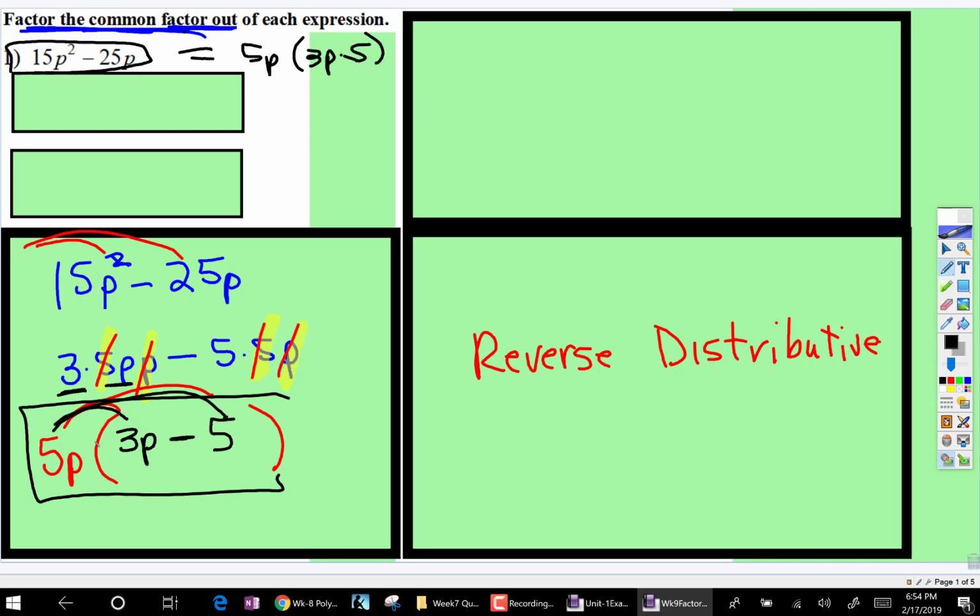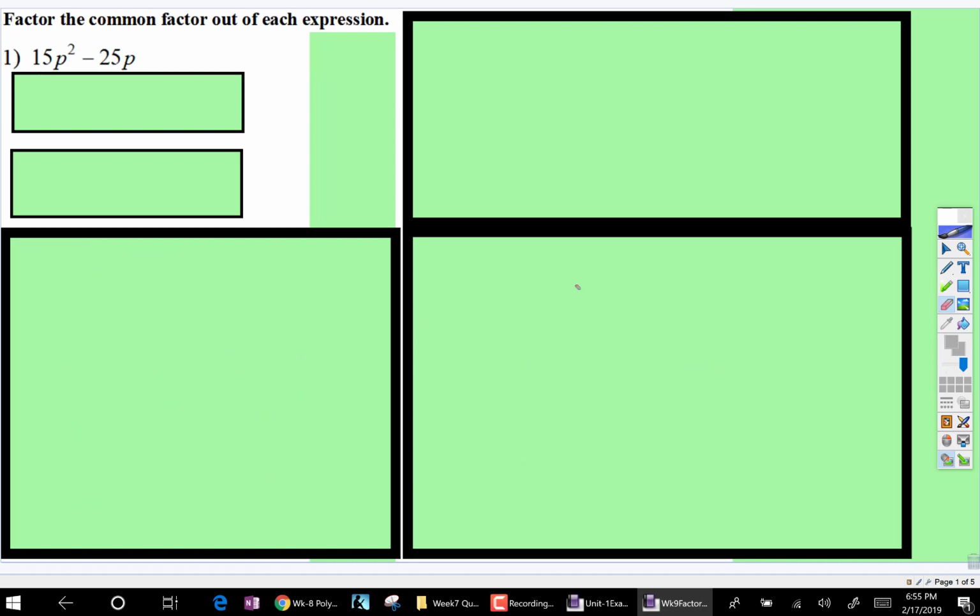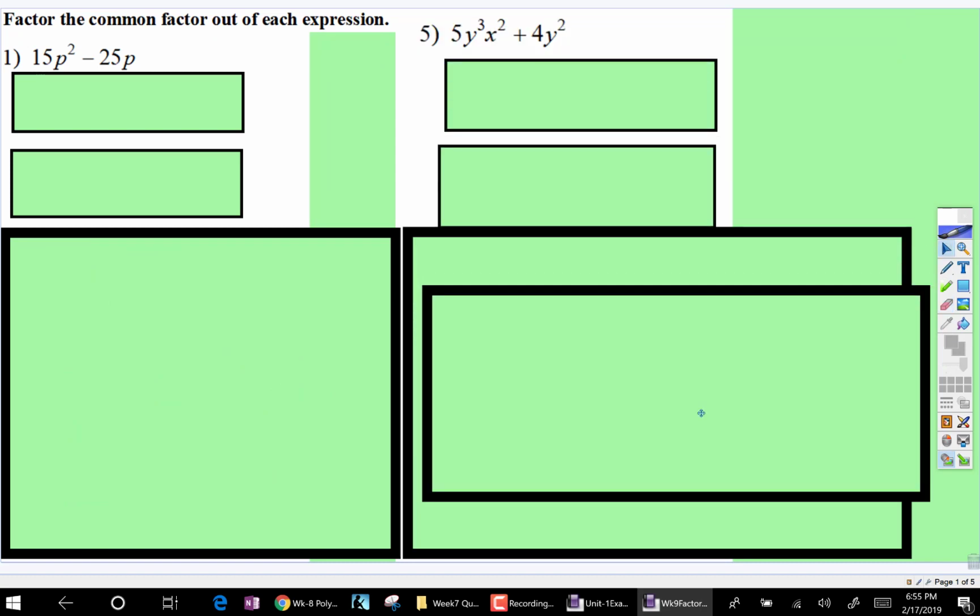Do the distributive now. 5p times 3p. Well, 5 times 3 is 15. P times p is p squared. There's the subtract sign. 5p times 5 is 25p. Yep, that's what we started with. Okay, so now let's look at another one.